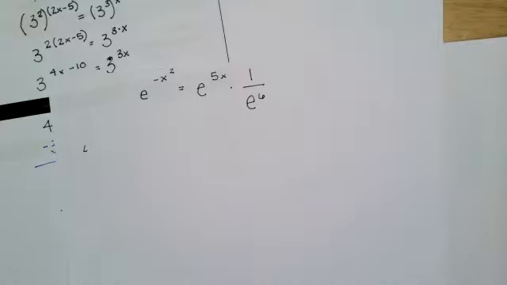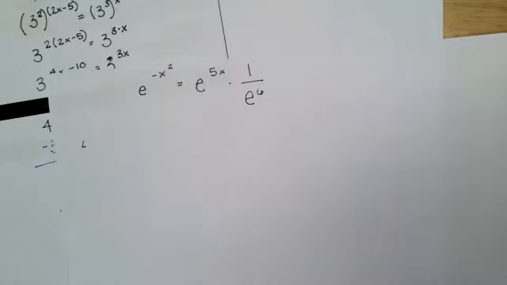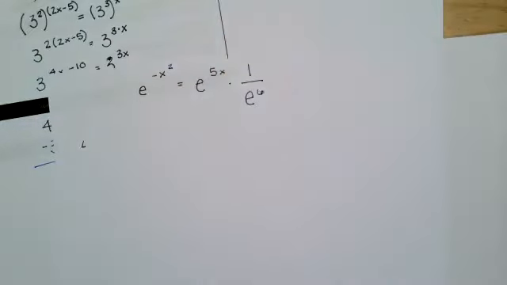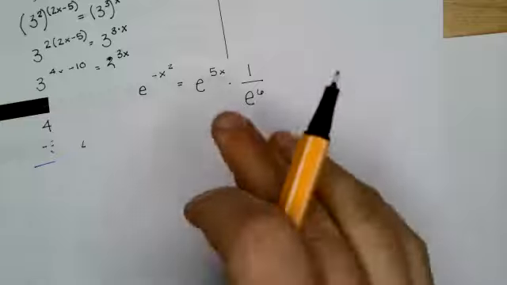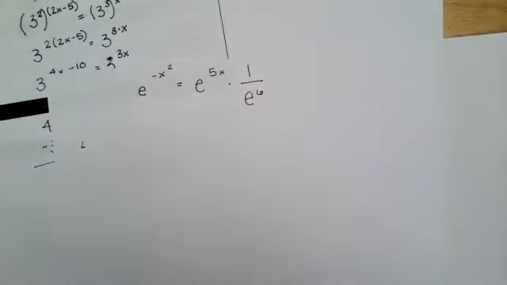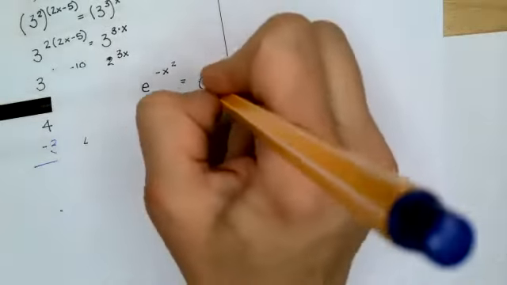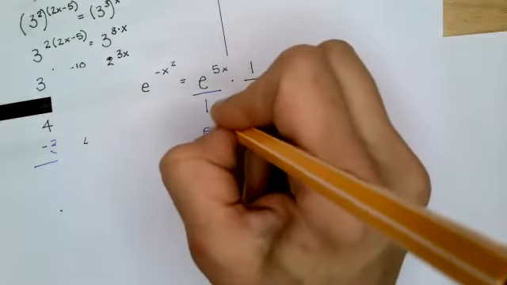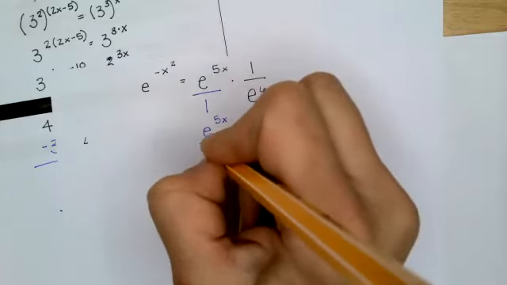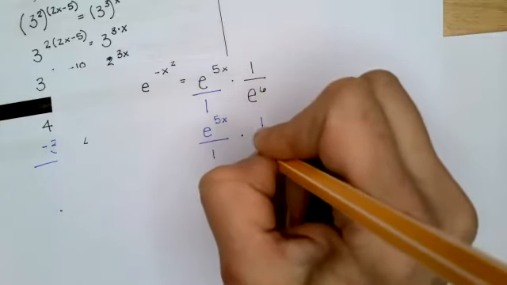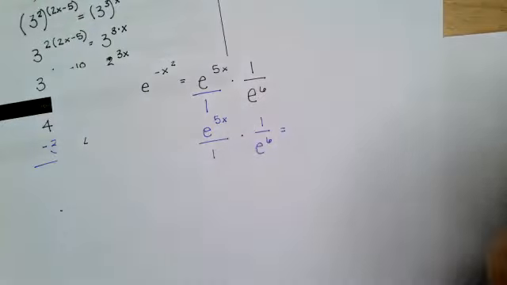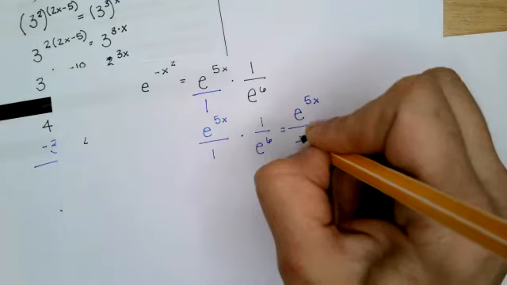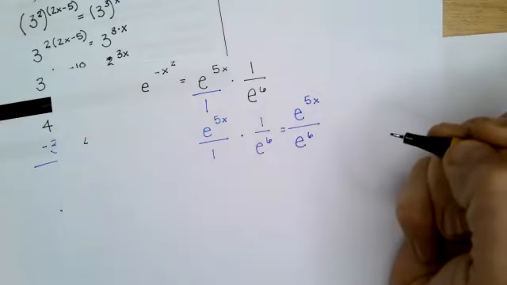We have all the same bases, but this one's a fraction. So let's fix it, right? Since this is a multiplication, and I want to multiply this by this fraction, let's turn this into a fraction and multiply it straight across, okay? So now I have e to the power of 5x over 1 times 1 over e to the power of 6. That just becomes e to the power of 5x over e to the power of 6. Good.